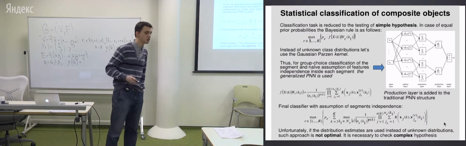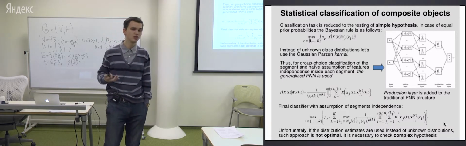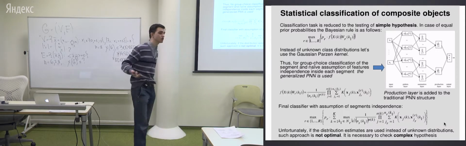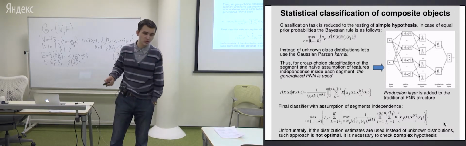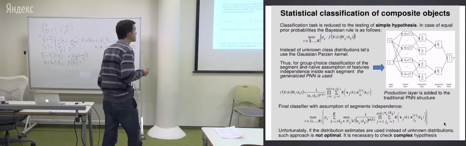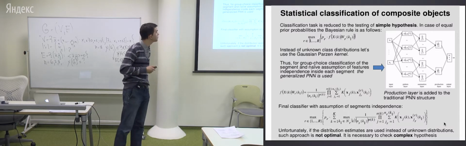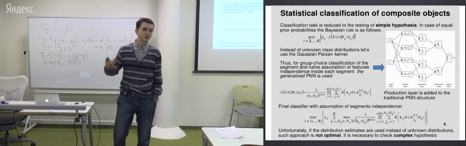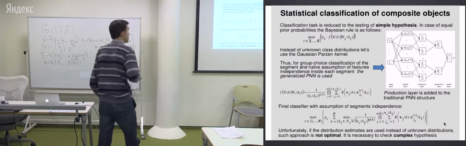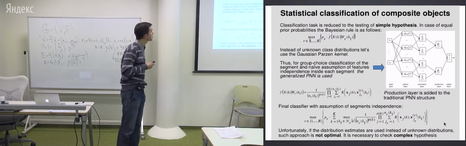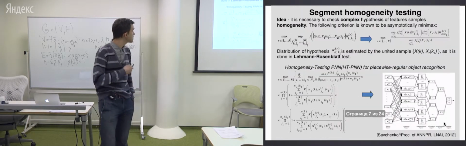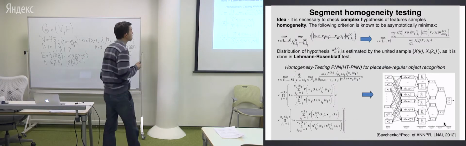Unfortunately, it's well known that in this case we test the simple hypothesis, so we believe that we knew each class, each density of each class. However, we don't know it for sure, so we need to estimate. We need to use some estimates, and it's well known that this solution is not optimal even if we use optimal estimates instead of unknown class densities. So actually, we don't have to reduce this task to simple hypothesis testing. We need to check the complex hypothesis. It's a complex hypothesis of homogeneity.